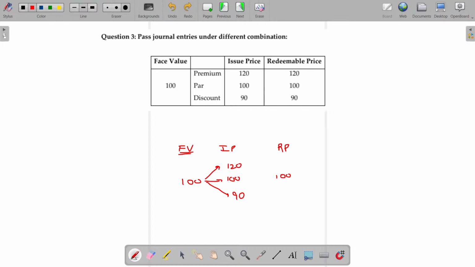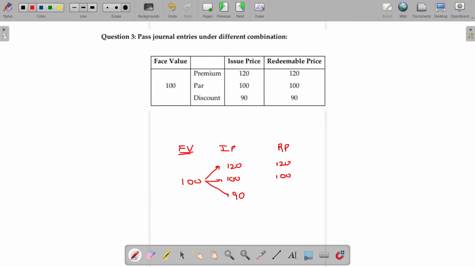Sometimes, in order to motivate the investors to invest more, the company may issue for 100, but stating that while redemption, buying back, I will pay 120. It means redemption at premium. Understand? So redemption at par and redemption at premium are also possible.